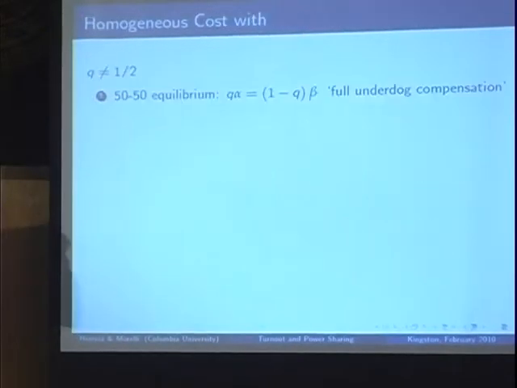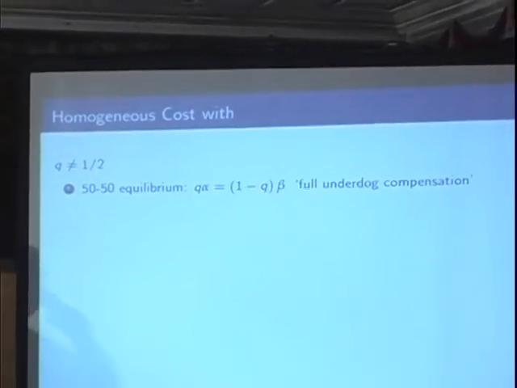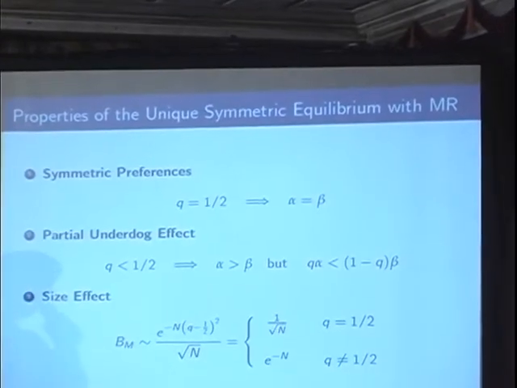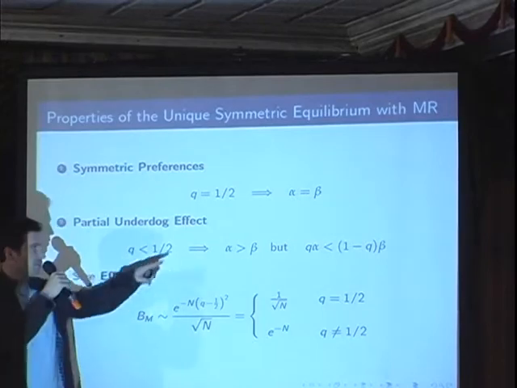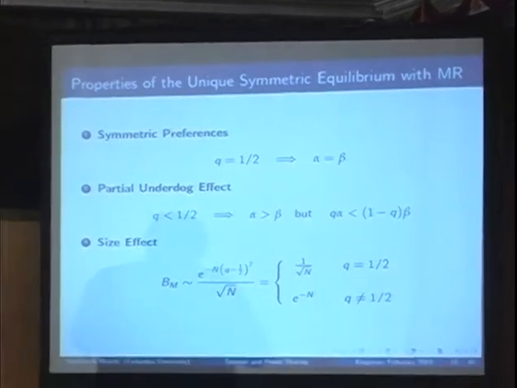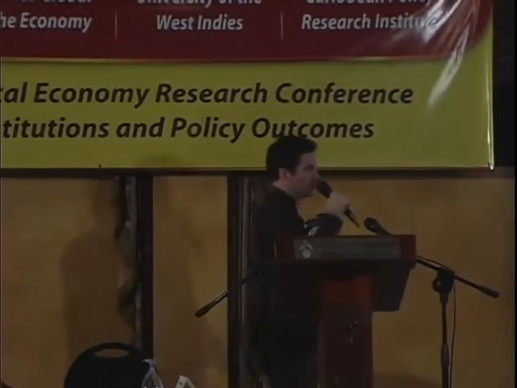All right, so okay, so why is this new? Well, this is sort of new, especially this result here, the partial underdog compensation effect, because in some sense it's due to the cost that originate.